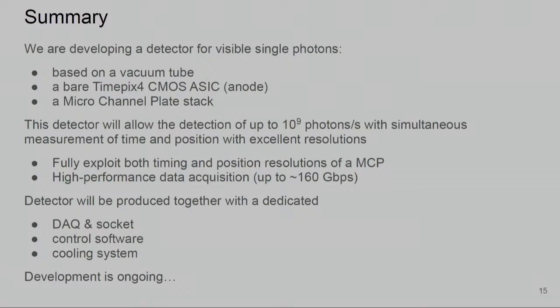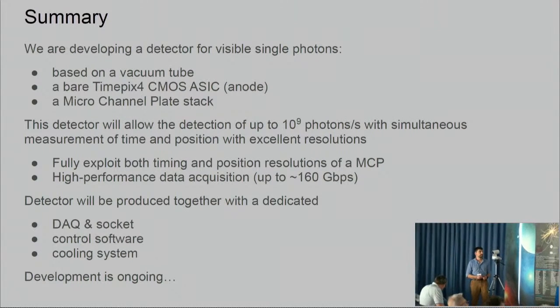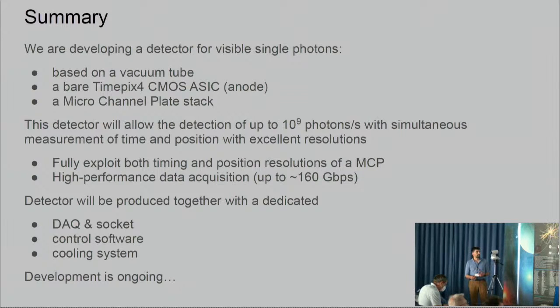So in summary, we are developing a detector for visible single photons based on a vacuum tube with a bare Timepix4 CMOS ASIC as an anode, and using a dual microchannel plate stack for multiplication. This detector will allow the detection of up to 10 to the 9 photons per second with the simultaneous measurement of time of arrival and time over threshold plus deposition, exploiting both the timing and position resolution of the MCPs and the Timepix4 ASIC.